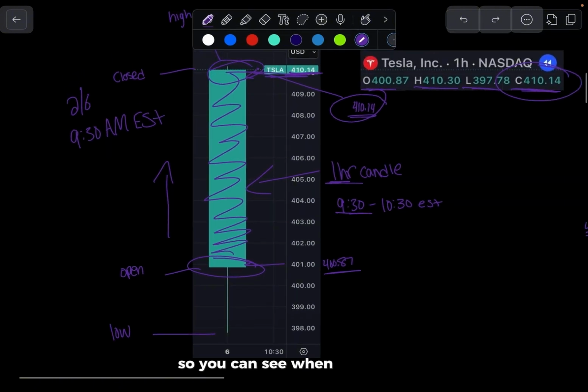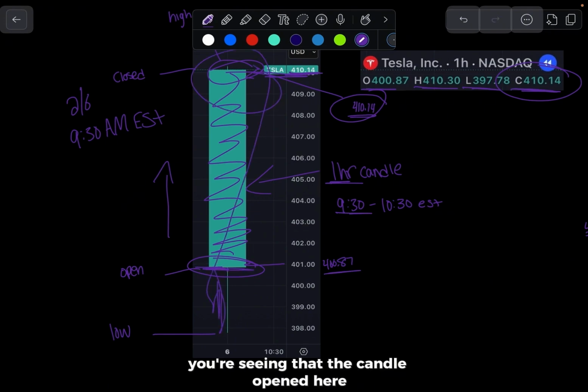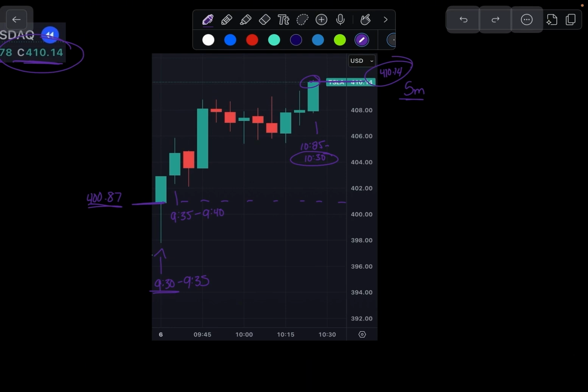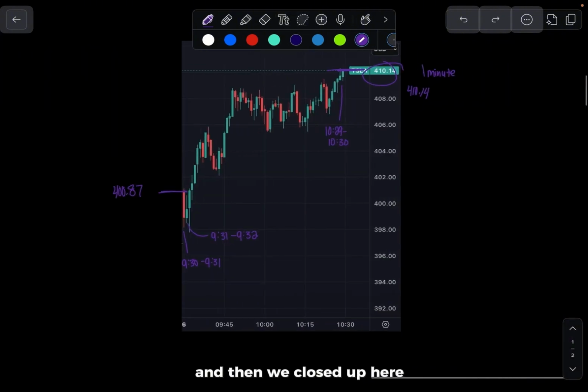So you could see when the data is representing 1 hour, you're getting only one side of the story. You're seeing that the candle opened here, got to a low here, and closed up here. When you go into a 5 minute, you could see that we actually opened here, got down at some point within the first 5 minutes, but we don't know when. And then we started going up. We had this section that we did not see in the 1 hour, and then we closed up here.